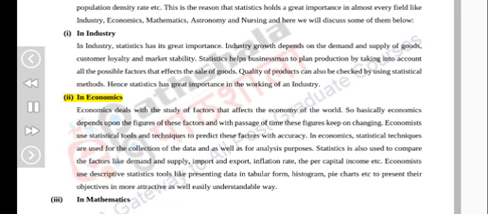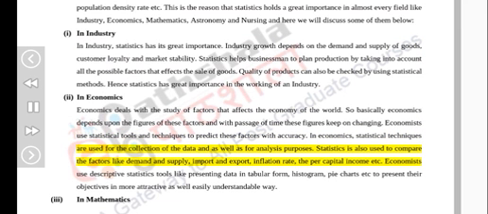In economics. Economics deals with the study of factors that affect the economy of the world. So basically, economics depends upon the figures of these factors, and with passage of time these figures keep on changing. Economists use statistical tools and techniques to predict these factors with accuracy. In economics, statistical techniques are used for the collection of the data as well as for analysis purposes.